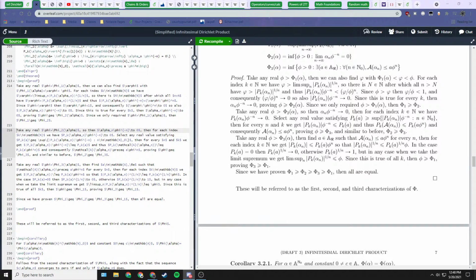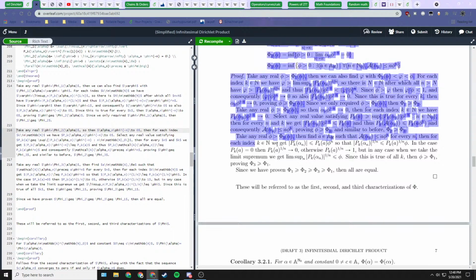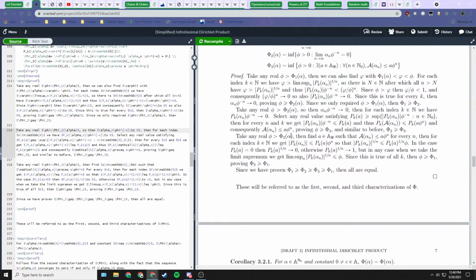if we take any real phi greater than phi 3, just like the other two parts, by this third characterization, we can find some real coefficient a in a sub r, such that the absolute value of alpha sub n is bounded by a times phi power n for every n. Then, for each of these indices k, we can take this projection, so the absolute value of the projection on k of alpha sub n is now bounded by p sub k of a times phi power n. And then we just solve this in reverse.